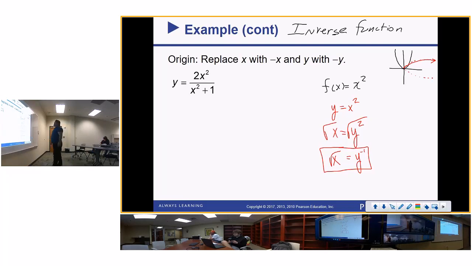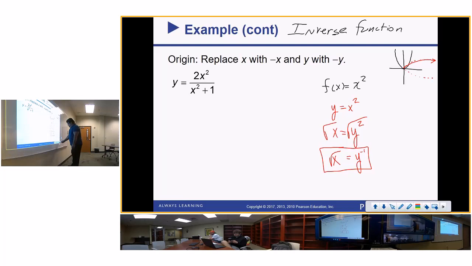Sideways function. And if you look here. I was thinking it was the opposite. No, it's not the opposite. It's the sideways version, or the symmetrical.